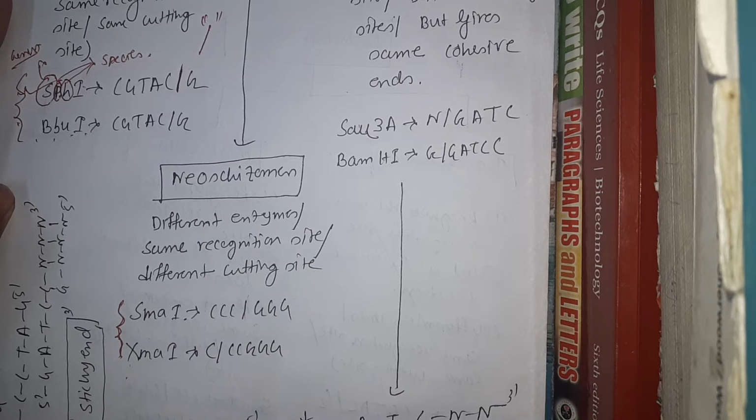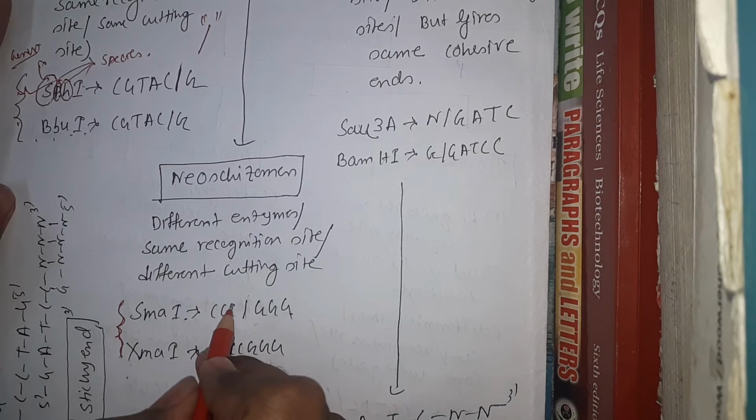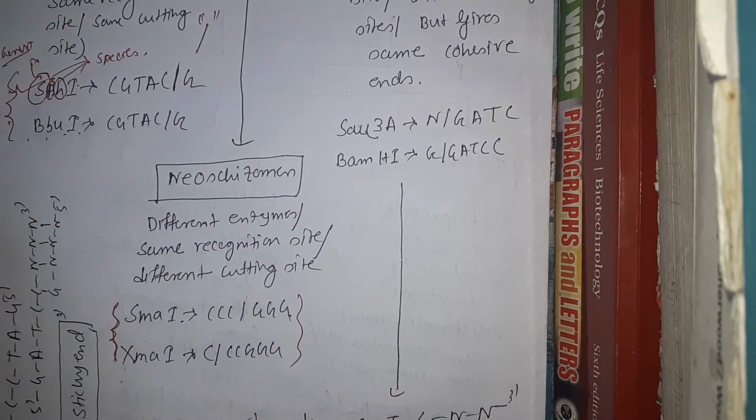That means neoschizomers are different enzymes, or you can say a pair of restriction endonucleases, that have the ability to recognize the same sequence, but they make the cut at different positions. So I hope it is clear.